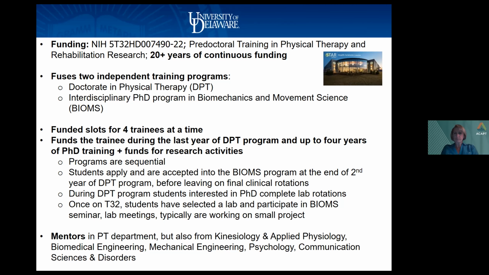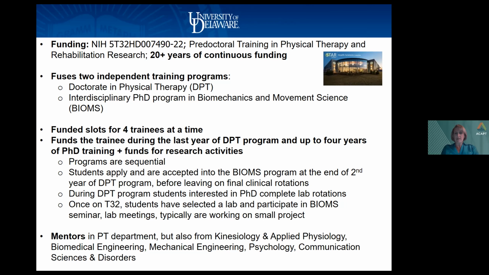And so what students are doing is they're applying for funding, and they end up being funded off the T32, or they end up being funded off department funds if they're selected. And otherwise, the students follow the same pathway, whether they're on the T32 or not.